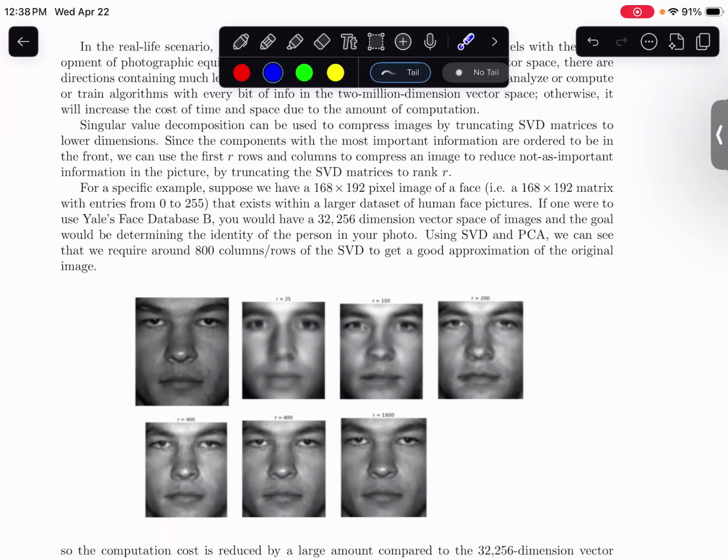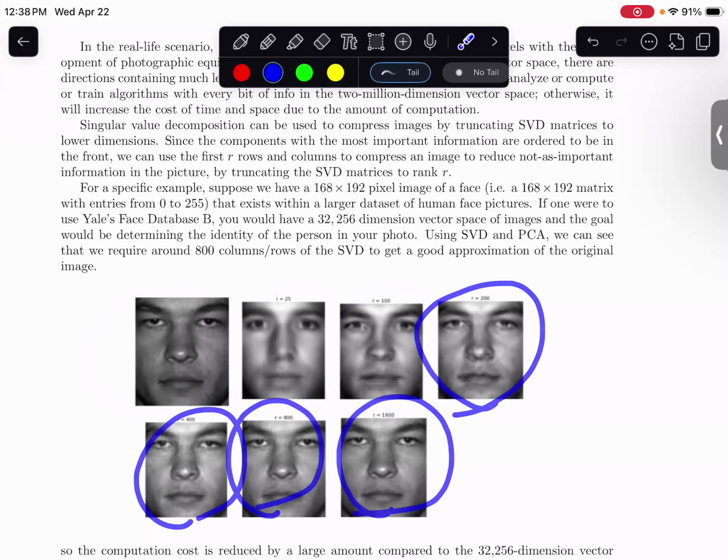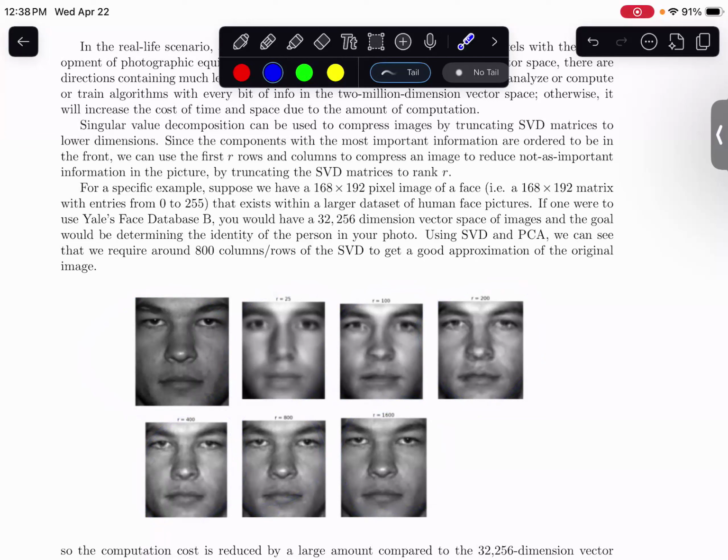Applying singular value decomposition, this is when you use the first 20 eigenvectors to reconstruct the picture. This is when you use the first 100 eigenvectors. This is when you do the first 200, 400, 800, 1,000. And you can keep on going. There's like tens of thousands of eigenvectors you could use.